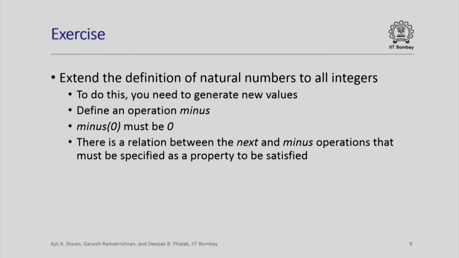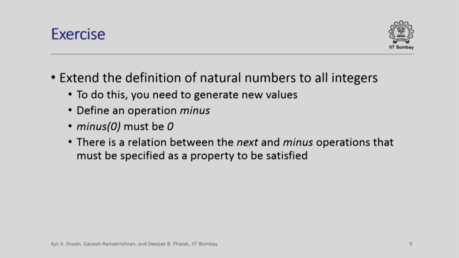We want to extend the definition of natural numbers now to all integers. So, integers can also be negative. Natural numbers are only positive: 0, 1, 2, 3 and so on. Integers can be -1, -2 and so on. So, this can be done by defining another operation called minus, which generates a new value. So, if you take minus of 1, it should generate -1. But we have the next operation and a minus operation, and these must satisfy certain properties.